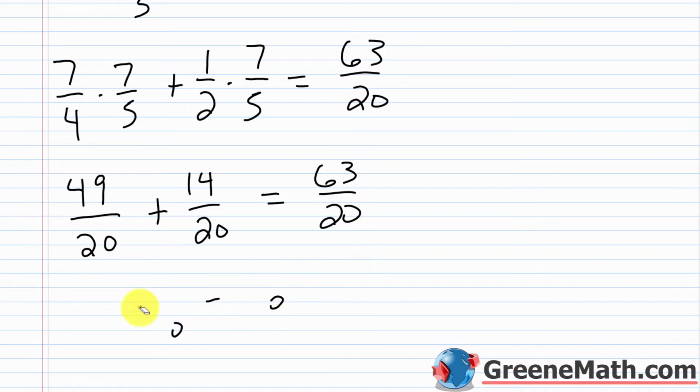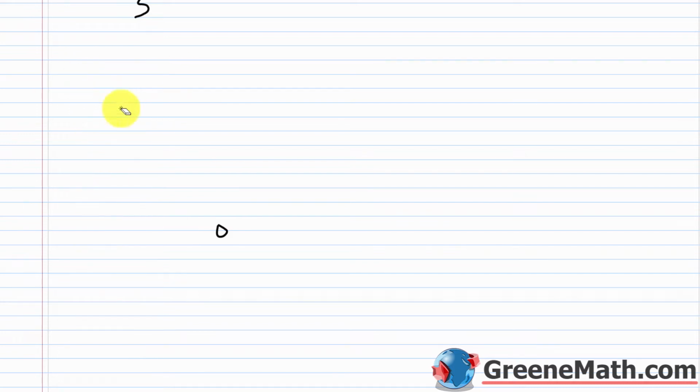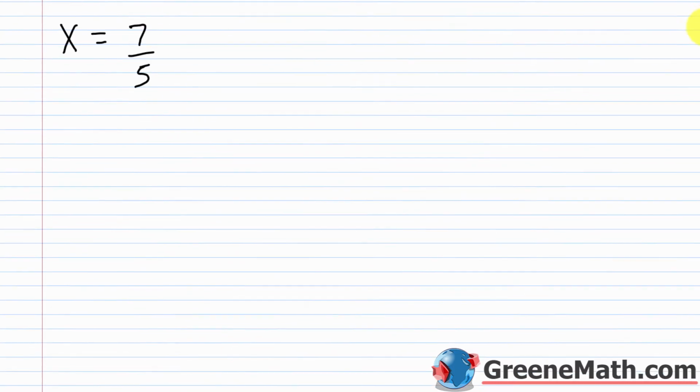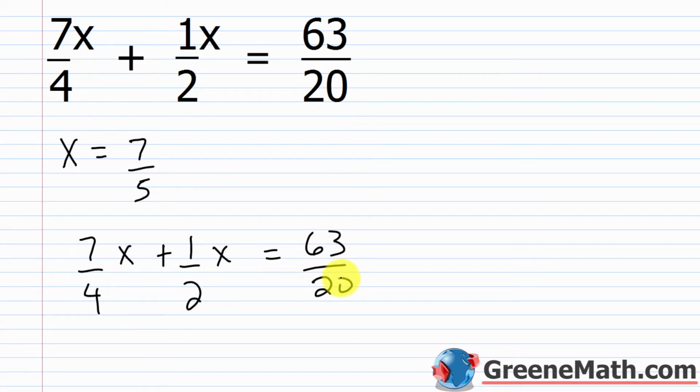One thing I want to show you, if we would have just left the fractions as is and just worked with them, you're going to get the same answer. So clearing the fractions is just more of a trick that you can use if you just don't like working with fractions. Sometimes it just makes it a lot easier, right? Nice and simple. So let's say I have 7/4 x plus 1/2 x equals 63 over 20.